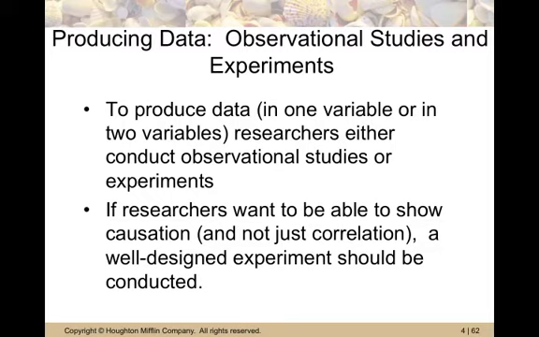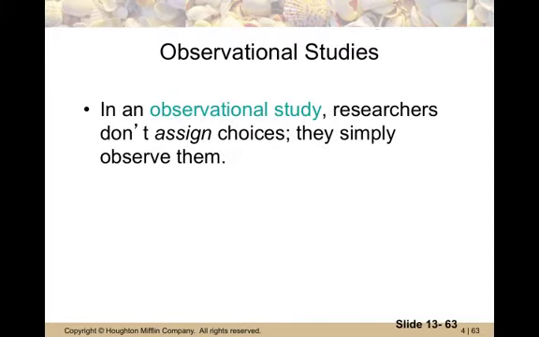To produce data in one variable or in two variables, researchers either conduct observational studies or experiments. If researchers want to be able to show how causation occurs, not just correlation, a well-designed experiment should be conducted. In an observational study, researchers don't assign choices, they simply observe them. They just see what people are doing, or what plants do, or whatever subjects they're studying, what they do.